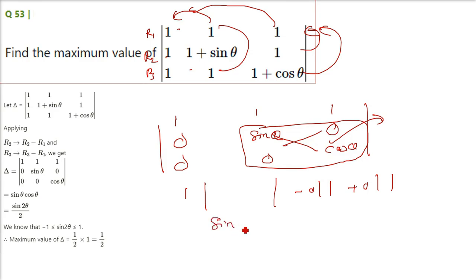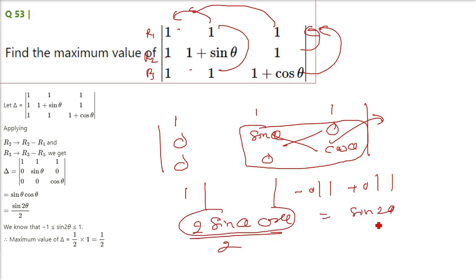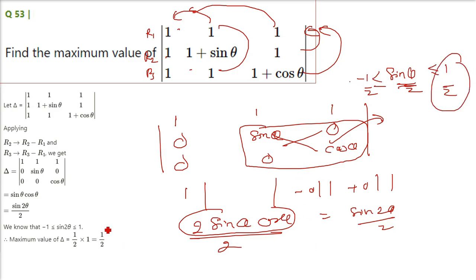Now sin theta cos theta can be written as, when you multiply by 2 and divide by 2, 2 sin theta cos theta is sin 2 theta, divided by 2. Now sin 2 theta by 2. We know that the minimum and maximum value of sin theta or cos theta is negative 1 and plus 1. The range is like this. They both are inclusive. So when we divide by 2, just divide by 2 on both sides. So the maximum value on the right hand side is half. Maximum value is half.